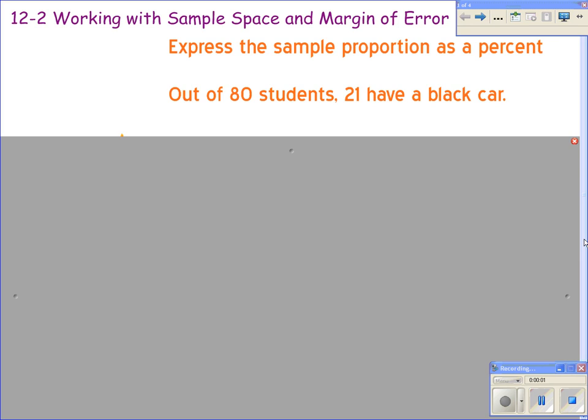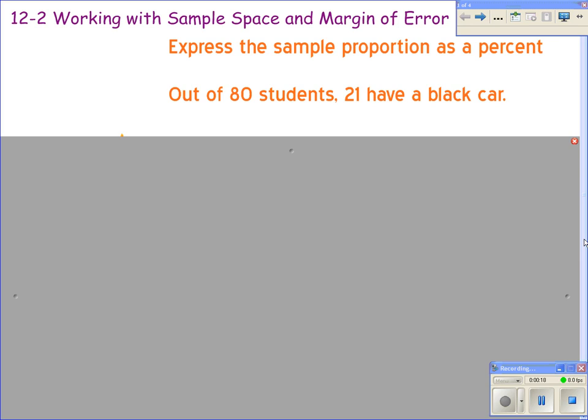Moving on to the next section in our statistics and probability chapter. We're looking at sample space and margin of error. So some of this is probably going to be new to you. We're going to start with looking at sample proportions.